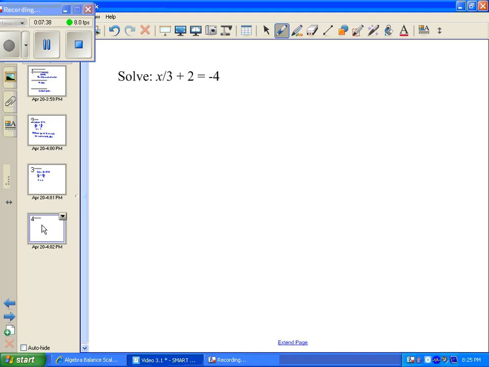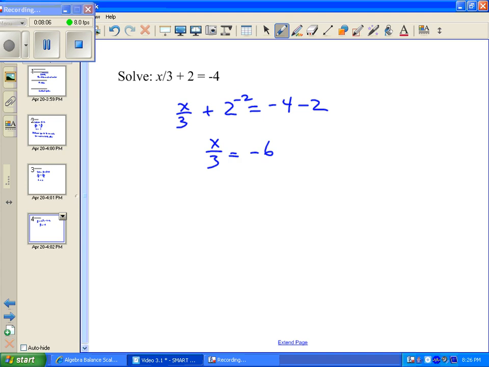All right, now let's try this one. This one often bothers students because they see the fraction. But I know you folks are very good with fractions. And the way that I would read this is x divided by 3, and then I add 2 to it. So I'm going to start by getting rid of that addition of 2. So I'm going to subtract 2 from both sides. And I'll get x divided by 3 is equal to negative 4 minus 2, which is negative 6.